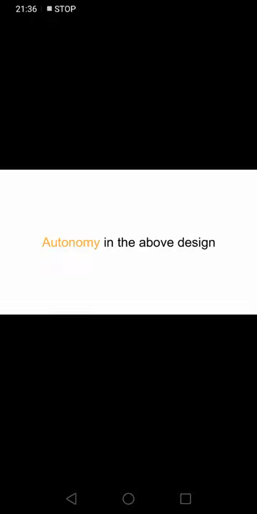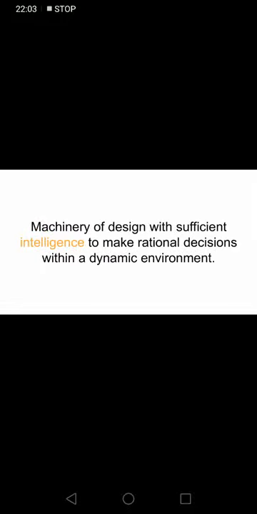Next slide. Now, this is about autonomy in the above designs. The designs are fixed kinematic chains. That's robotics. So the entertainment part is to add autonomy to make it move in the directions as specified. Next slide. Now, machinery of design with sufficient intelligence to make rational decisions within a dynamic environment.